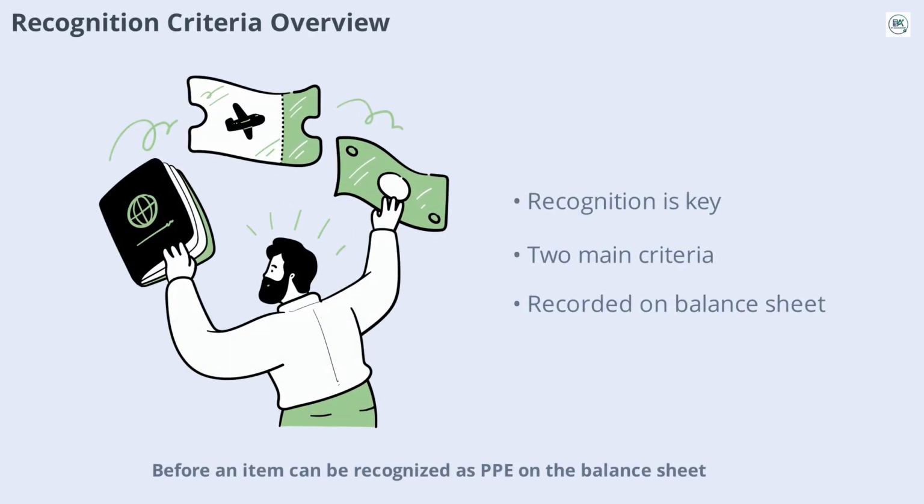For an item to be recognized as PPE on the balance sheet, it must meet specific criteria set by IAS 16. Recognition means recording the asset in the company's financial statements. The standard outlines two main criteria: probable future economic benefits and reliable measurement of cost. Let's explore what each of these means in detail.